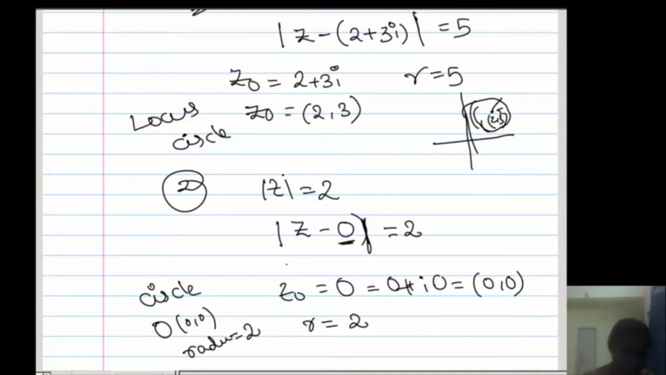It is a shortcut way to identify the locus easily. Geometrically, that is the meaning. Similarly, you can do the next problem. Here also the same thing. For example, I am giving one question, try this: mod z minus 1 plus i is equal to 1.